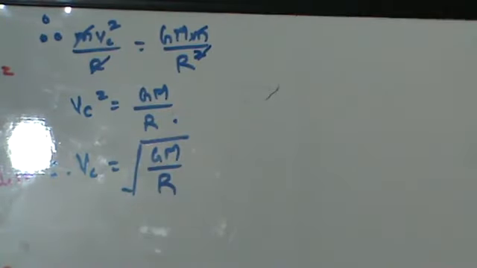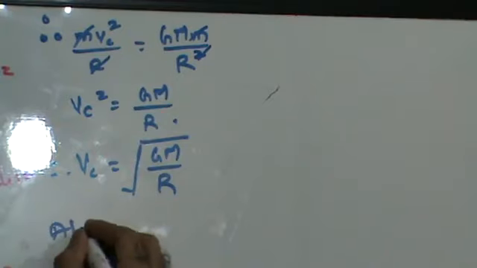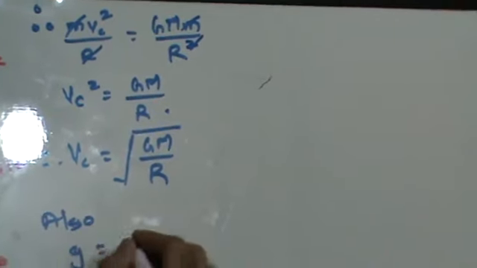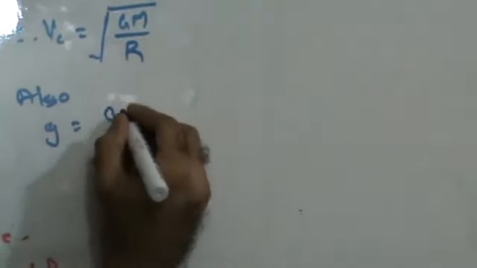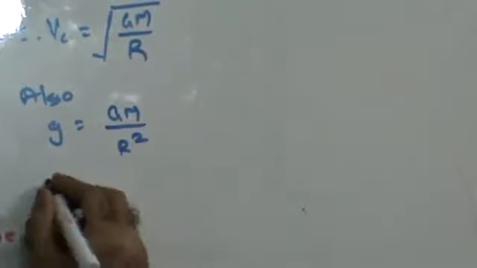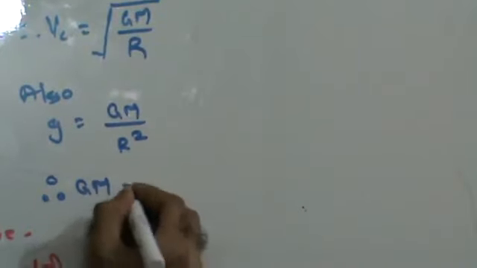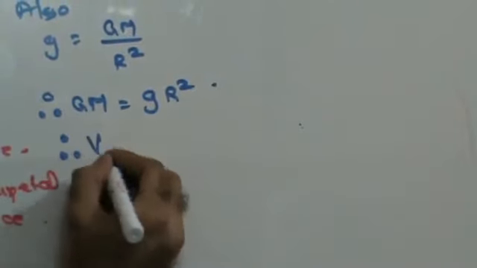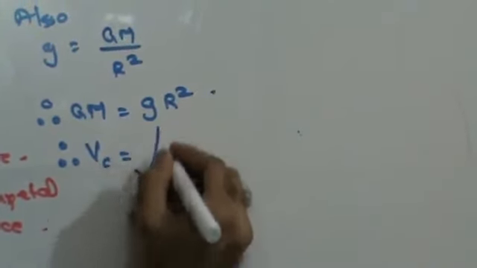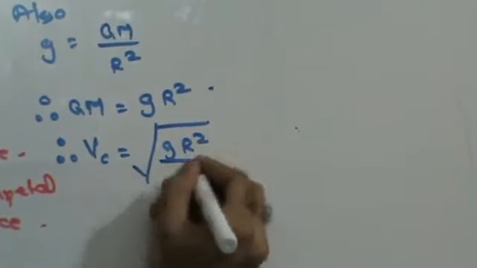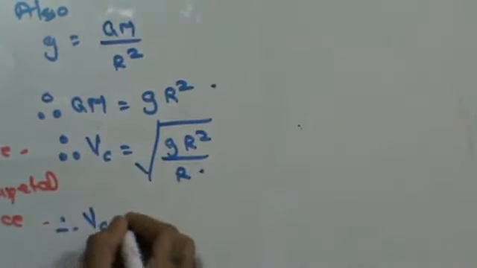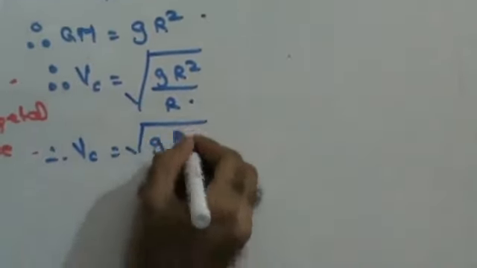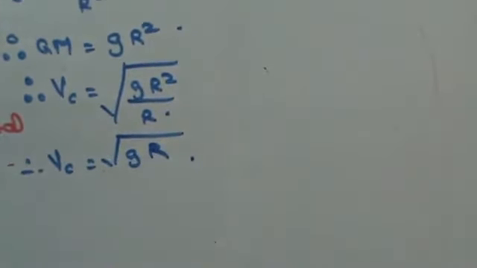Now I can also say, we have found out the value of g to be GM upon r square. Therefore GM is equal to g r square. Substitute this value in Vc. Therefore I get Vc is square root of g r square upon r. Therefore Vc is equal to square root of gr, right? That is my expression for critical velocity.